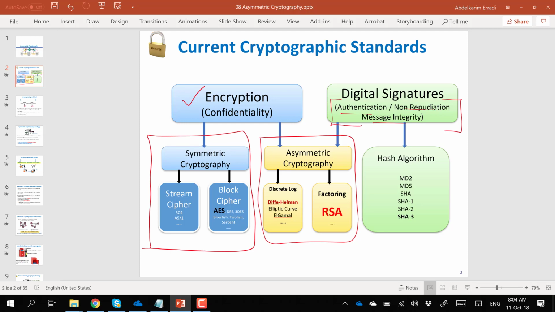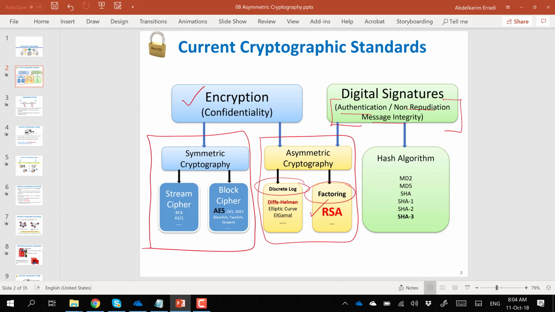And for the asymmetric cryptography, we have two major families. Some of them are based on the discrete logarithm problem, and others are based on factoring. And by far, the most widely used and the most important asymmetric cryptography protocol and associated algorithms is RSA. Now, for ensuring authentication, message integrity, and non-repudiation, asymmetric cryptography also relies on hashing and hashing algorithms. We will see this in more detail, but just to highlight this to you.